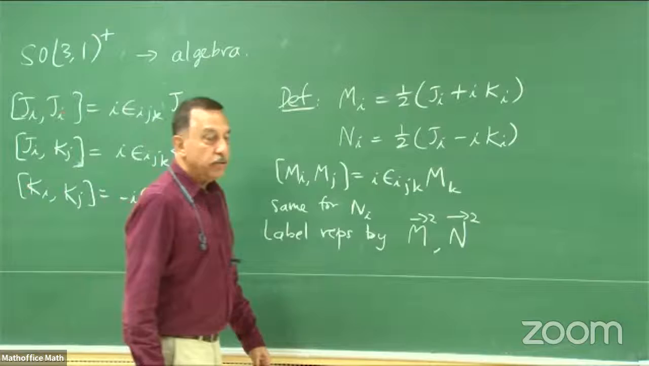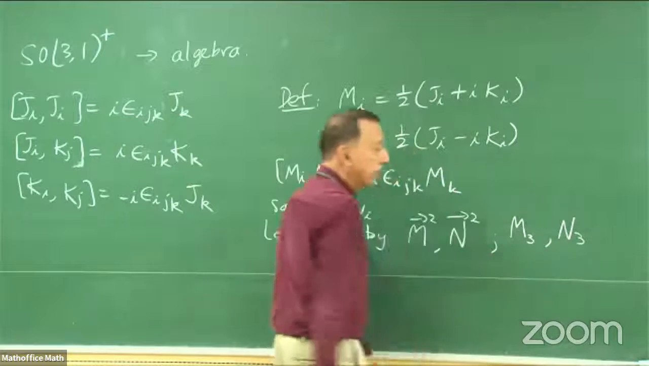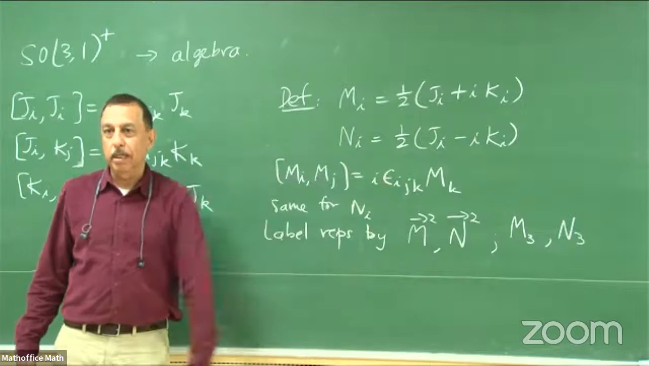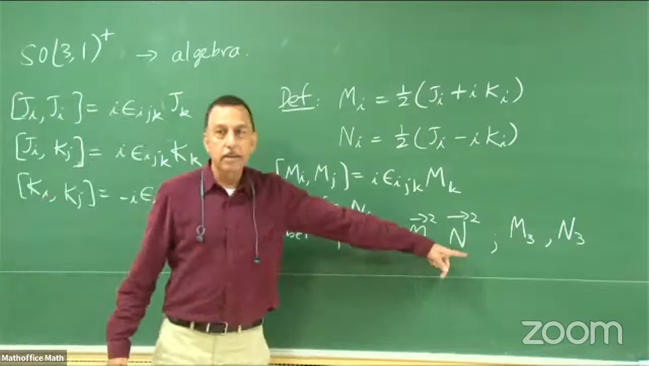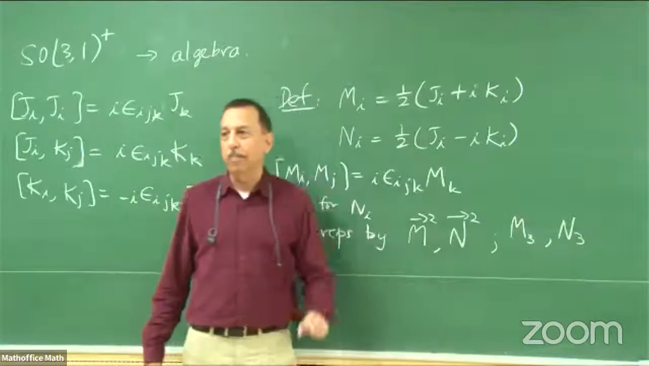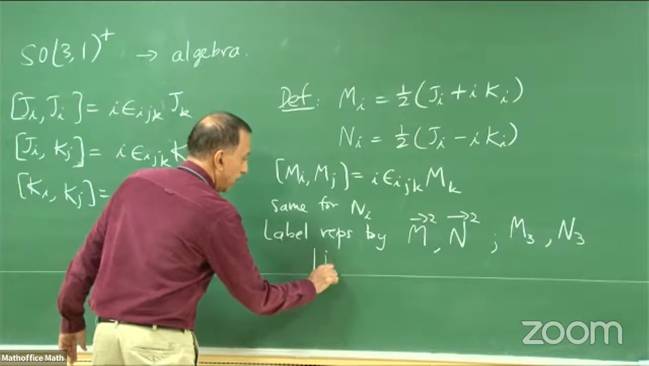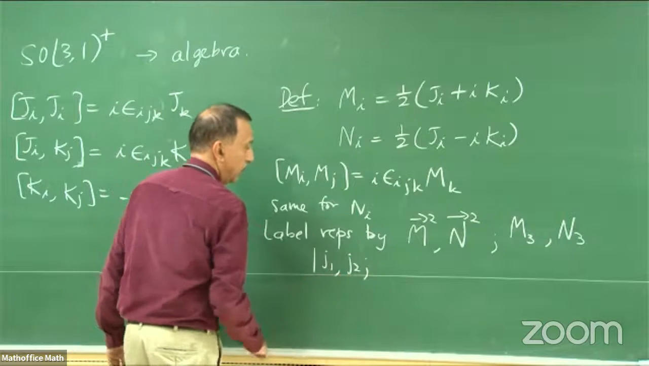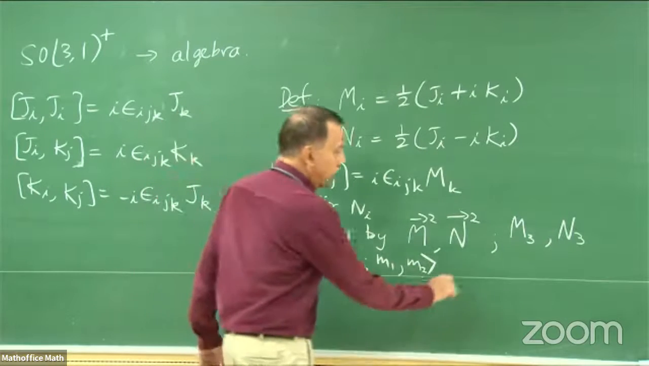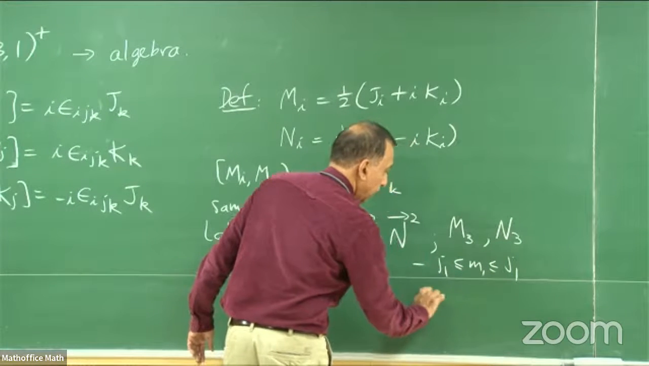Okay. And the individual states of the representation will be labeled by the values of m3 and n3. Because I can pick one of the 1, 2, 3, M1, 2, 3 and N1, 2, 3, which will commute with these and won't commute with the others. So if I have picked M3, then I can't pick M1 and M2 as a label because it doesn't commute. Okay. So therefore, the label in this language is J1, J2 for the representation and then M1, M2 for the corresponding state, with minus J1 less than or equal to M1 less than or equal to J1, and the same for J2.